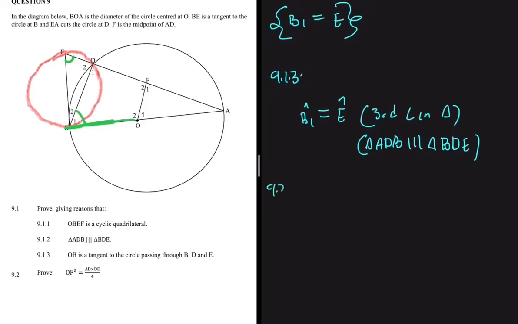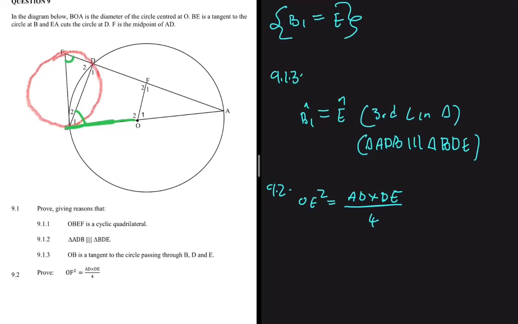So 9.2 says let's prove that OF squared is equal to AD, not triangle D, but AD multiplied by DE, divided by 4. So as soon as you see a question asking you to prove something like this, you either have parallel lines or you have similar triangles. If you have parallel lines, then you can play with the sides. If you have similar triangles, then you can play with the sides, right? So clearly here, we have similar triangles, so we're going to use them. If we had parallel lines, we would use the parallel lines. We know fully well our theorems.